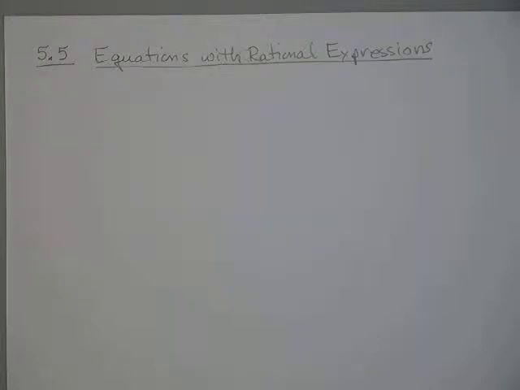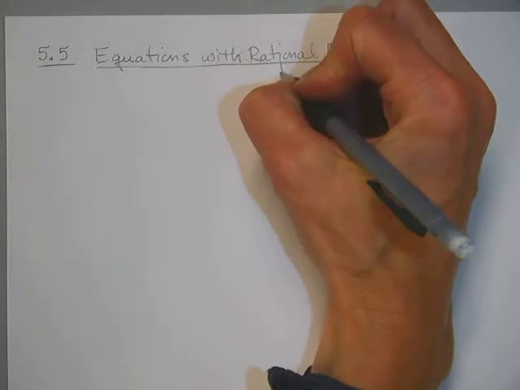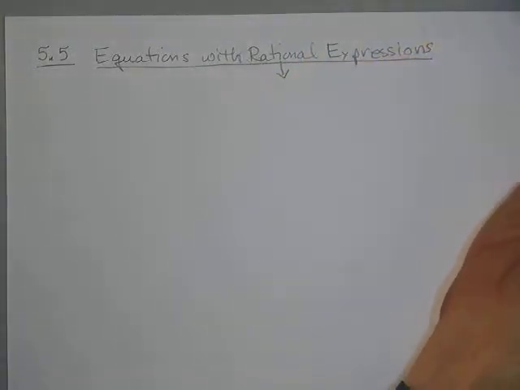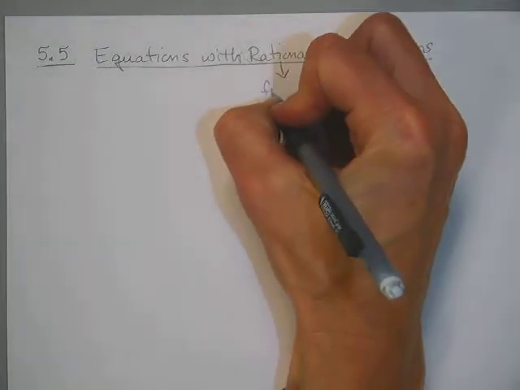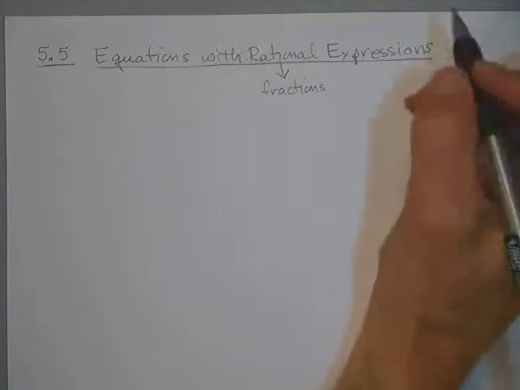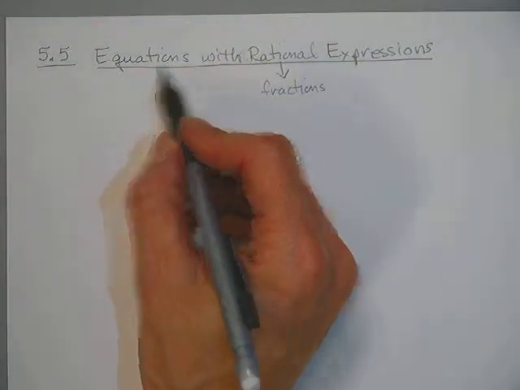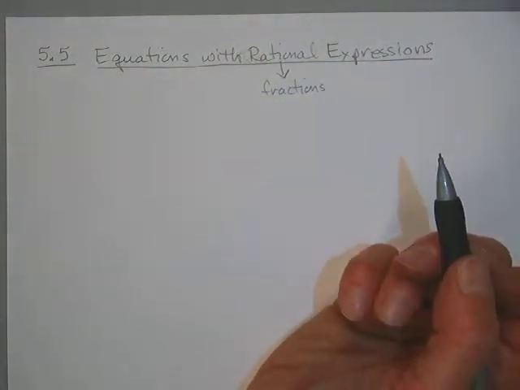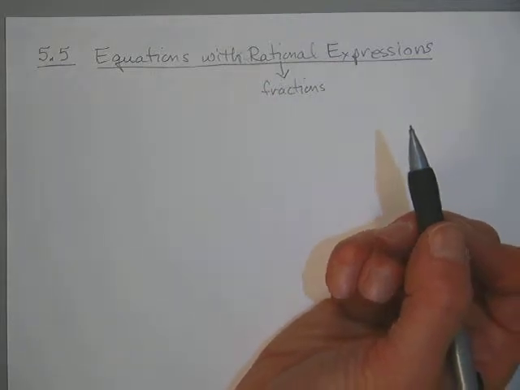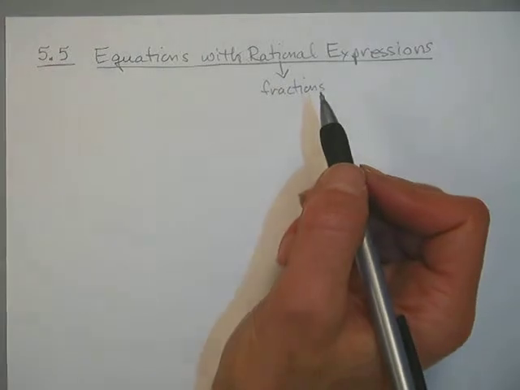This is 5.5. We're doing equations with rational expressions. When you see the word rational, what does that mean? Yep, fractions. So basically, we're going to be dealing with equations that have fractions and how to solve them. This entire section has a lot to do with all rational things, so all fractions.